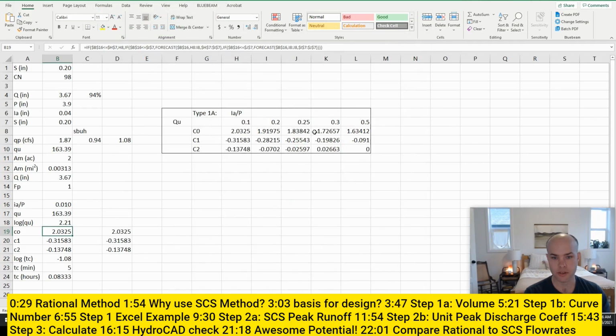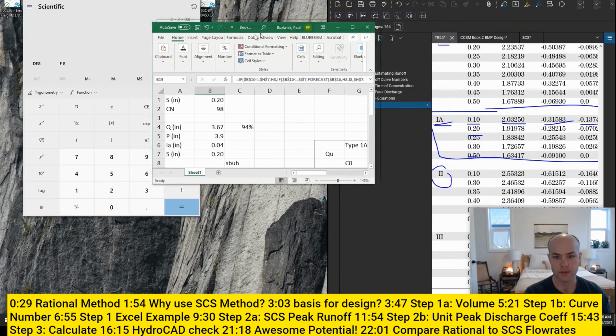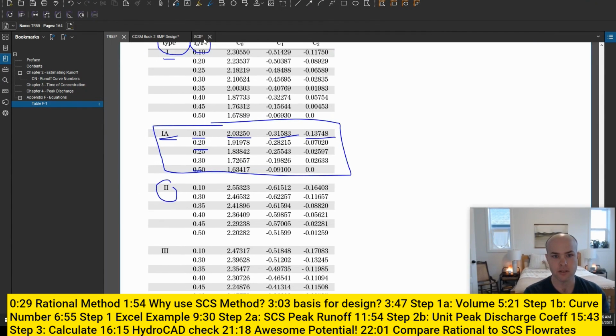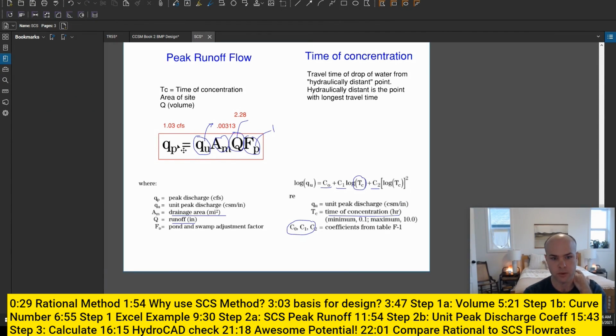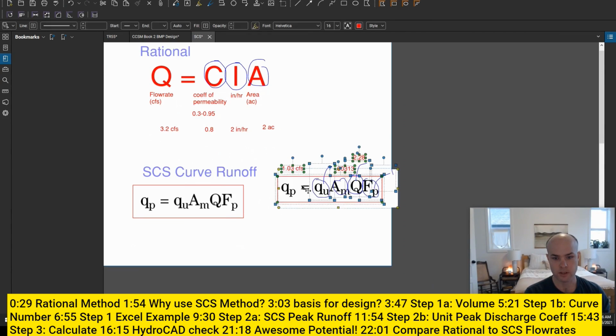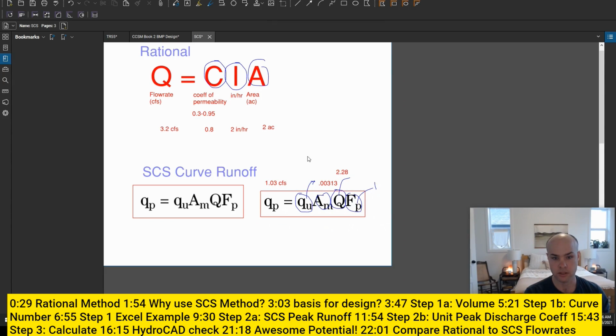So one last thing I wanted to do was compare some of these values to the rational method, because that's the alternative in a lot of cases. Why would you use this versus the rational method? So let's just compare them side by side. So rational method, and here is the SCS curve method.